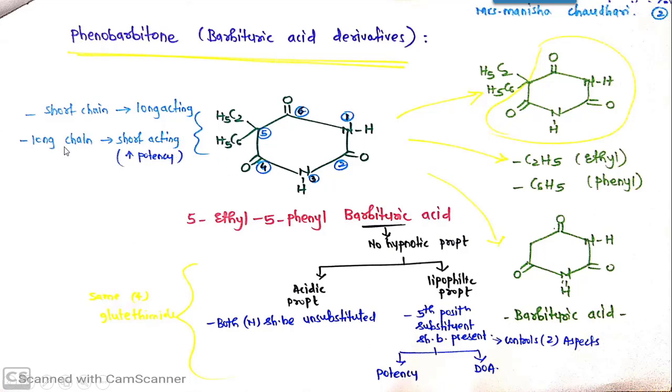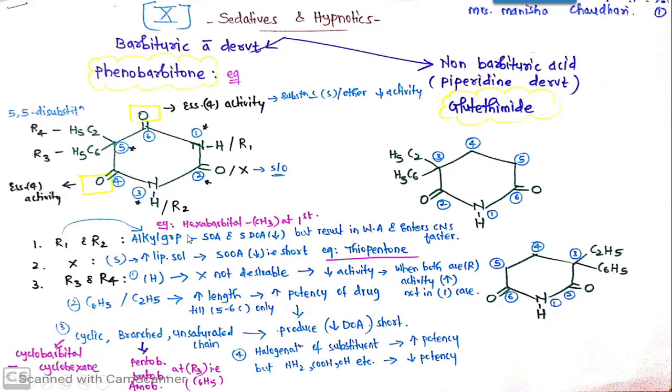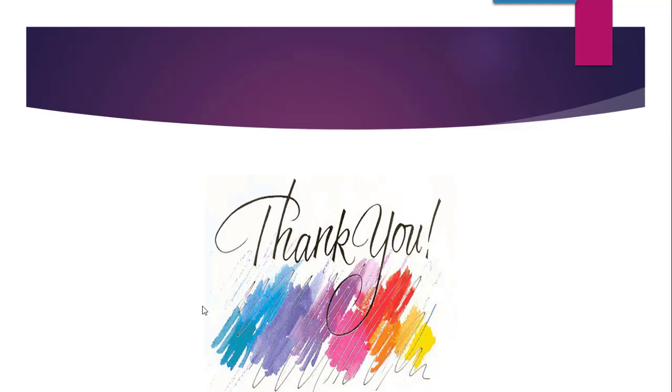So chain length and duration of action are inversely proportional. That means the longer the chain, the shorter the duration of action, and the shorter the chain, the longer the duration of action. This is inverse proportion, whereas for potency, the longer the chain, the higher the potency, and the shorter the chain, the less the potency. But that too is limited to, as we have discussed earlier, 5 to 6 carbons only. Beyond this, this rule is not applicable. So with this we finish the phenobarbitone structural features and SAR. Thank you.